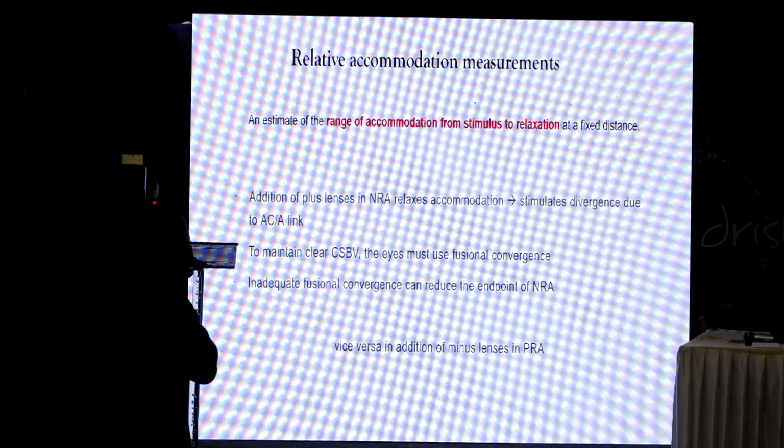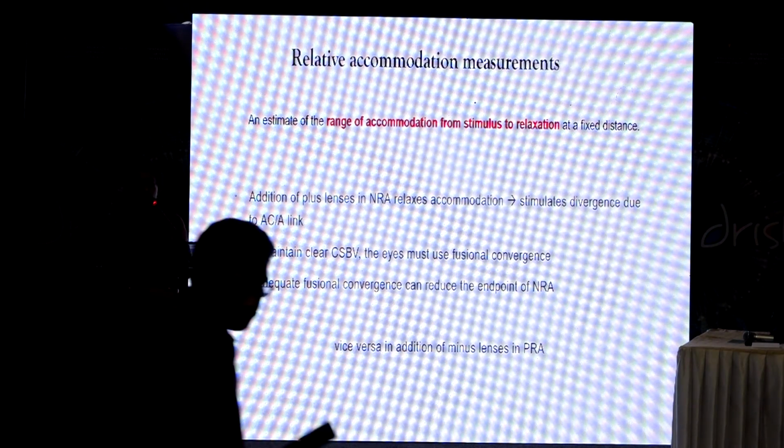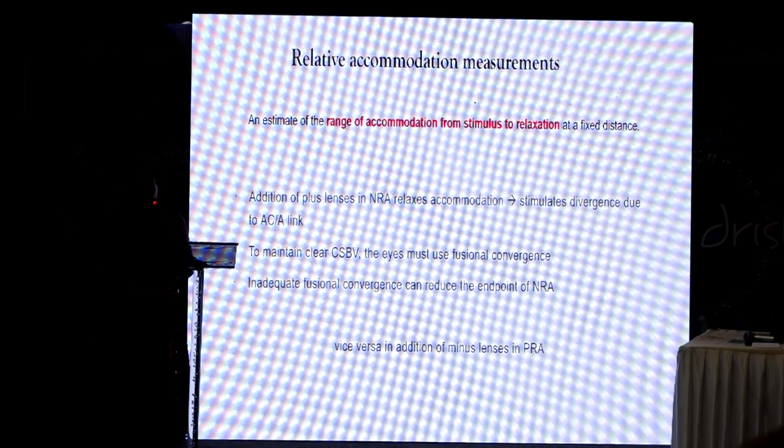Then you have the relative accommodation measurements, which is an estimate of the range of accommodation from stimulation to relaxation at a fixed distance. Addition of plus lenses in negative relative accommodation relaxes accommodation. So this will stimulate divergence due to the AC/A cross link. To maintain clear single binocular vision, now the eyes must converge. So inadequate fusional convergence can reduce the end point of negative relative accommodation. Vice versa, in addition of minus lenses when you calculate positive relative accommodation.